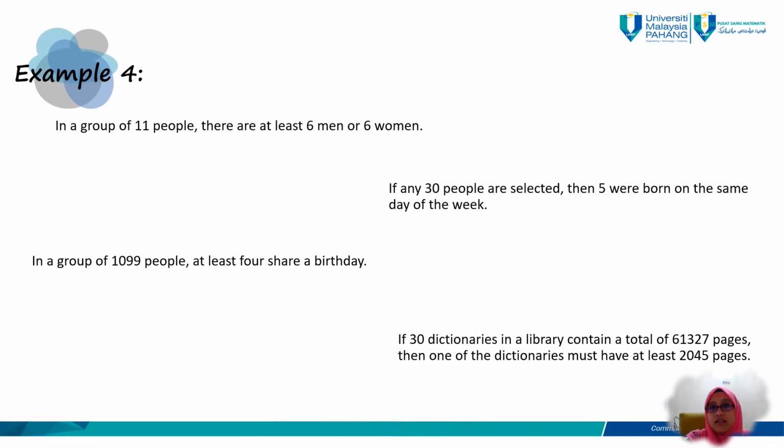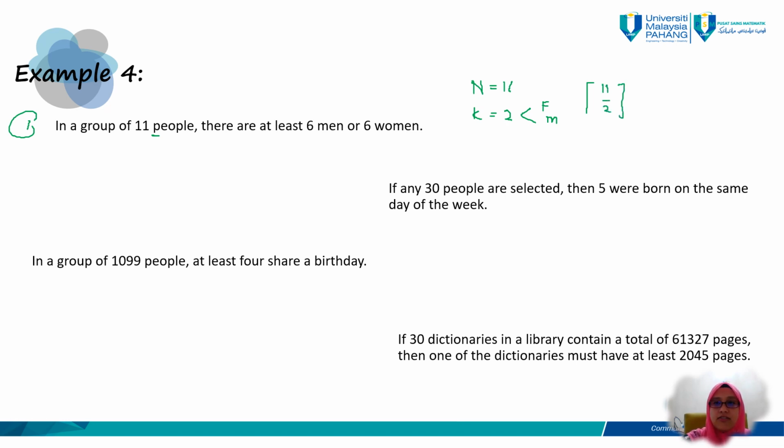Okay, so here is another example of how to solve using the generalized pigeonhole principle. For example number 1: in a group of 11 people, there are at least 6 men or 6 women. Is it correct? Our objects n is equal to 11 people, and our boxes k is equal to 2, that means female or male. So by using the formula n over k, we have 11 divided by 2.